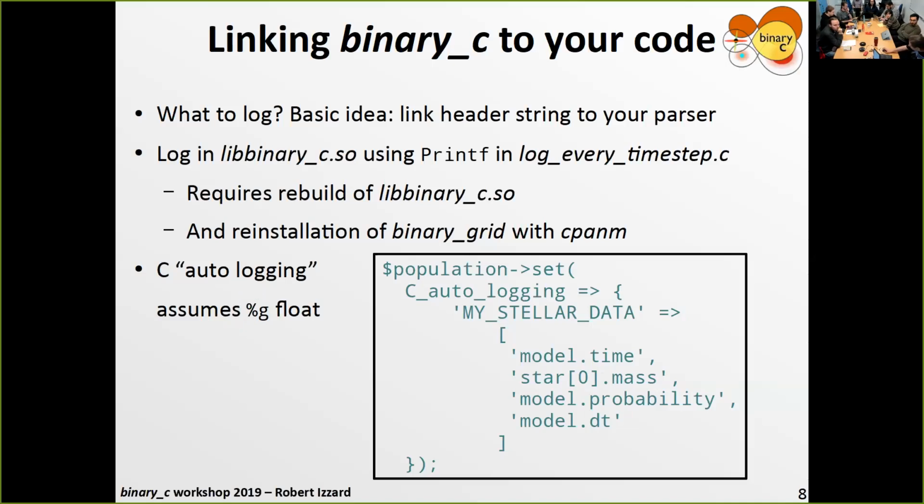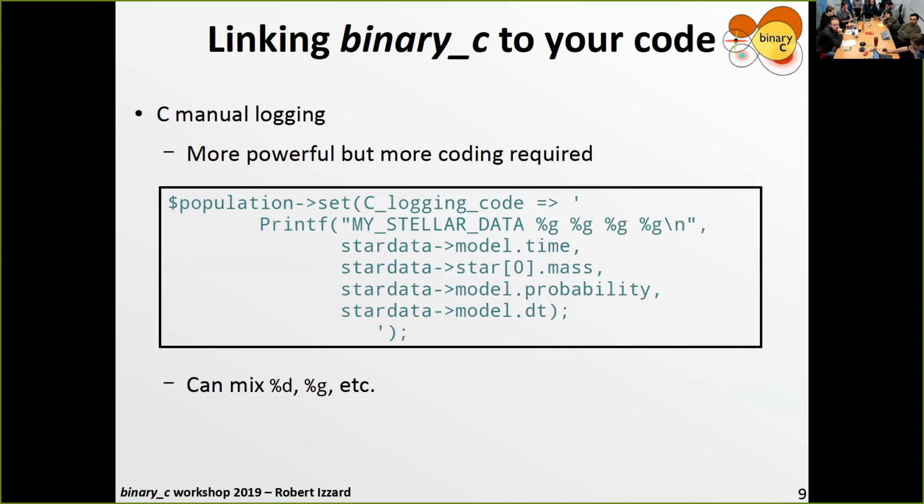But you may want to have a little more control, at which point you can actually set the code manually yourself. So here I've got the code which is identical to what that previous one was. This is what it would generate. But of course, you can also put if statements in here. So you can say if the star is this, if the time is this, if the chemistry is this, whatever. And you'll see lots of examples in the log every time step function about how to do that.